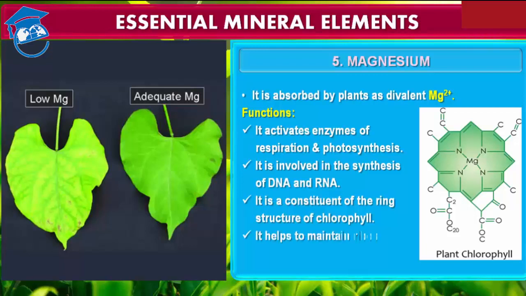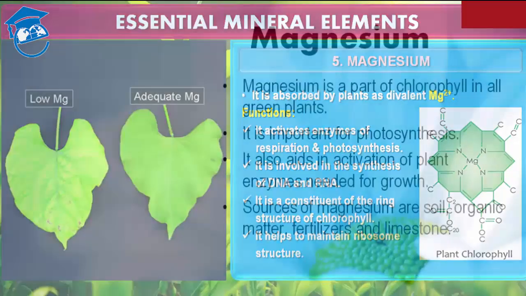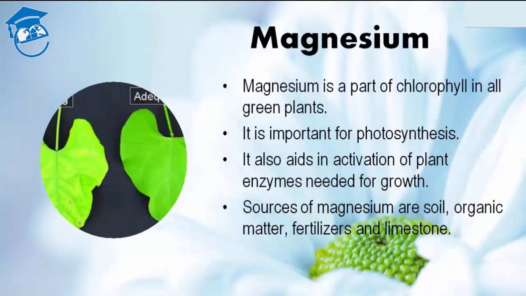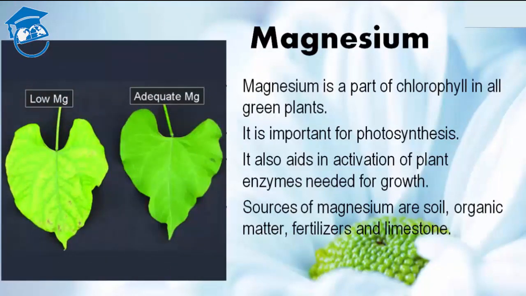This is another function of magnesium, students. Magnesium is a part of chlorophyll in all green plants, and it is important for photosynthesis. It also helps in the activation of plant enzymes which are needed for growth. Now, what are the sources of magnesium? First is soil, then organic matter, fertilizers and limestone. These are the four sources of magnesium in soil.